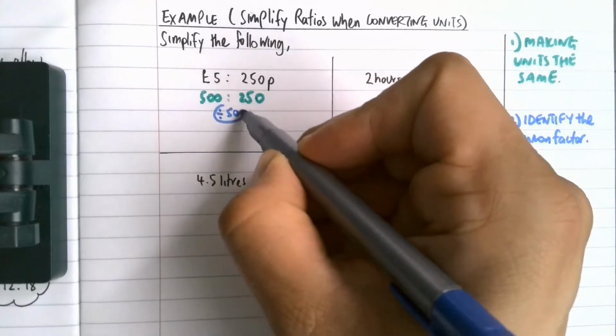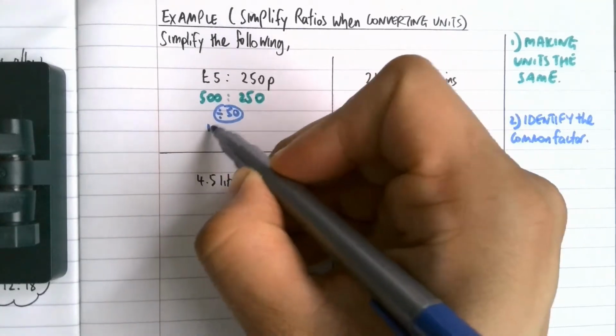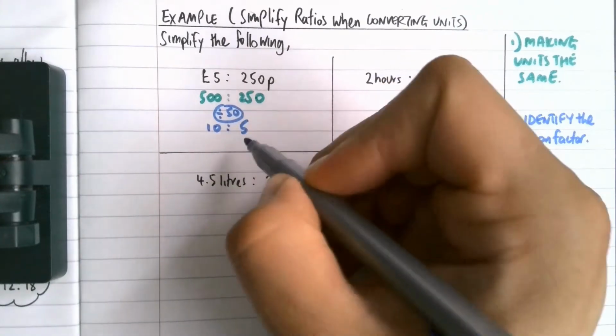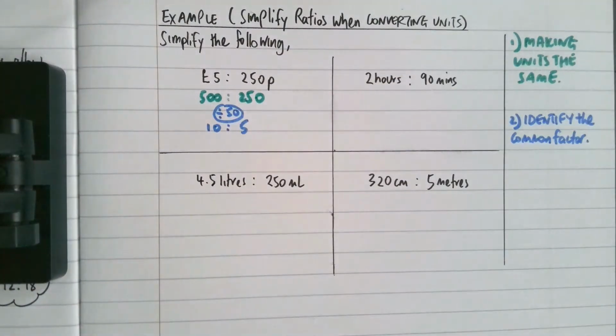Again, you could go through and do 2 or 5, whatever you identify, as long as you keep breaking it down. And I end up with 10 to 5. So if I divide both parts by 50, I end up with 10 to 5. But I also know that ratio can be simplified further.